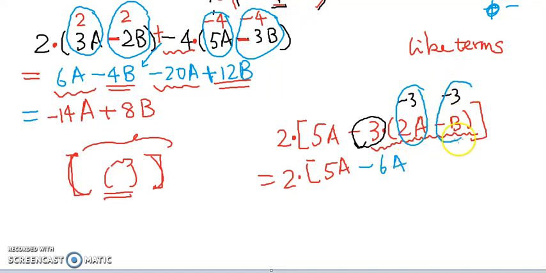Negative 3 times negative b. And the number in front of b, there's not a number. Actually, it's one, invisible 1 there. So we can put negative 1 there and do negative 3 times negative 1, which gives us positive 3, and copy the variable b. And then we copy down the bracket. Okay, so now we can combine like terms.